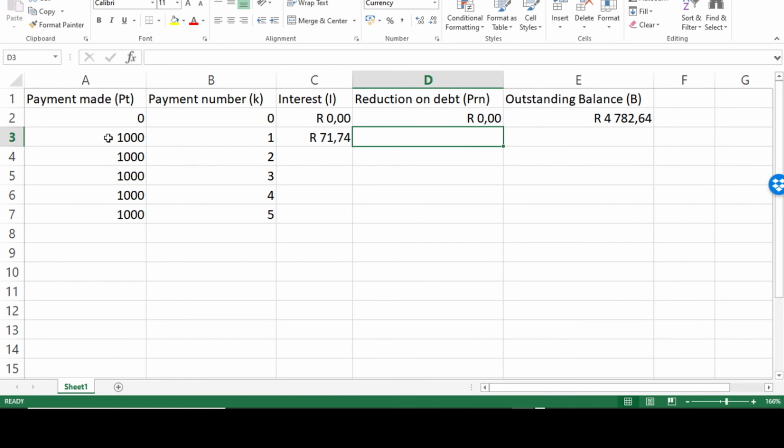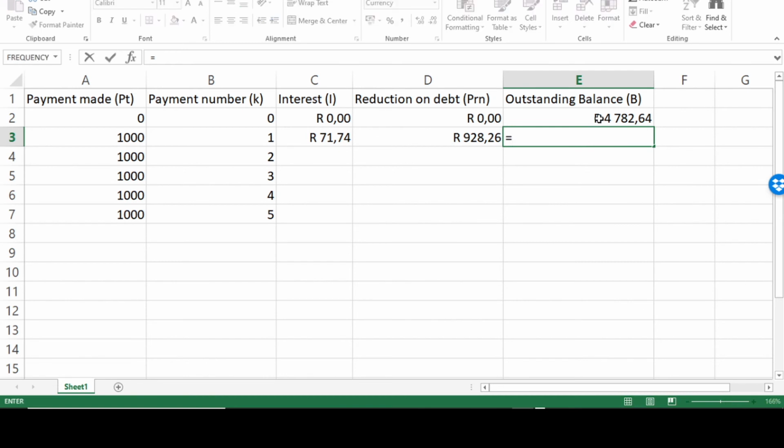I pay 1,000 rands, so the principal part there will be equal to my payment minus the interest portion. So that's 928. And now to get the outstanding balance at time T1 will just be the original loan minus the principal part of the payment. In other words, the part that I've paid back on my loan. And that's then 3,854 rands. Okay, let's do the next one.